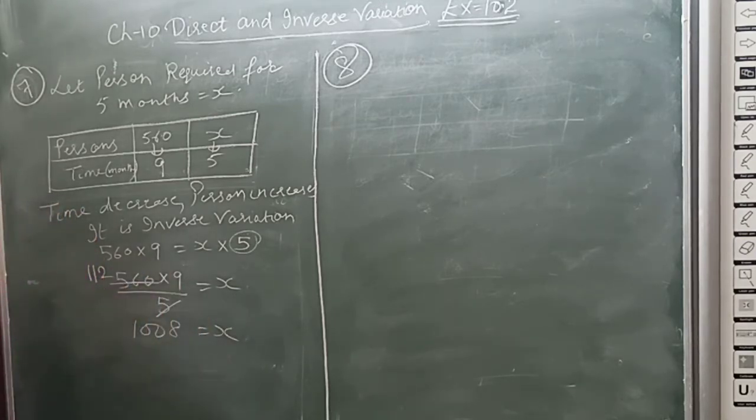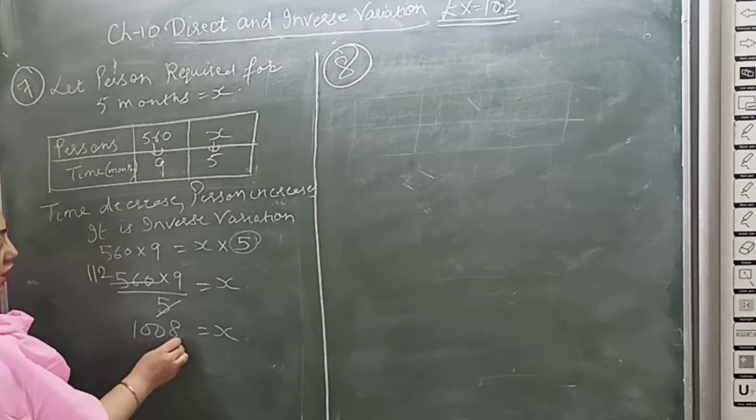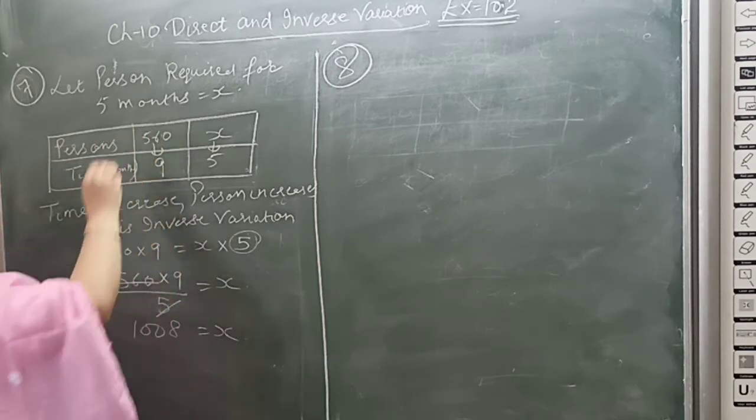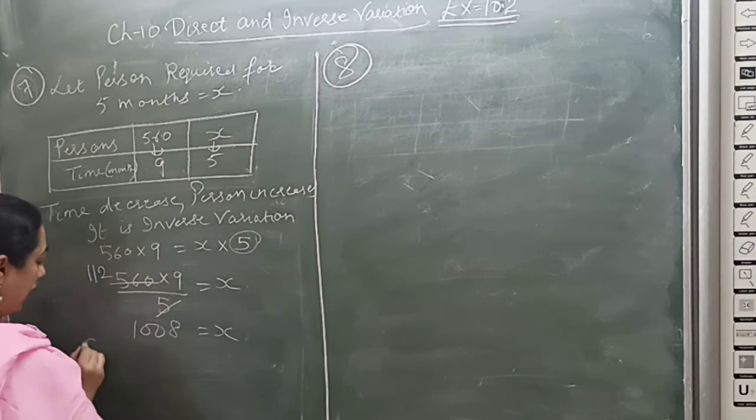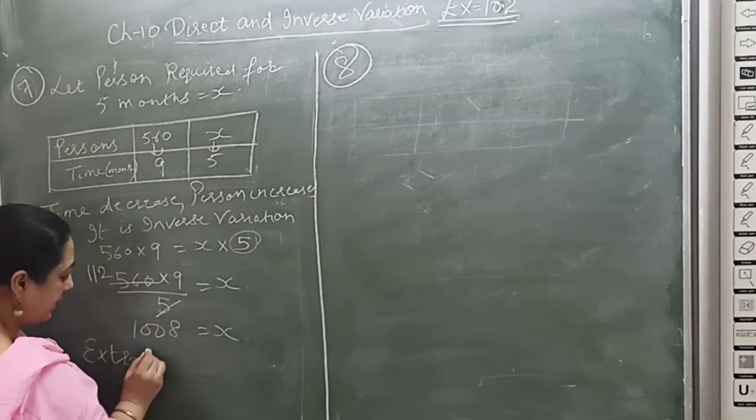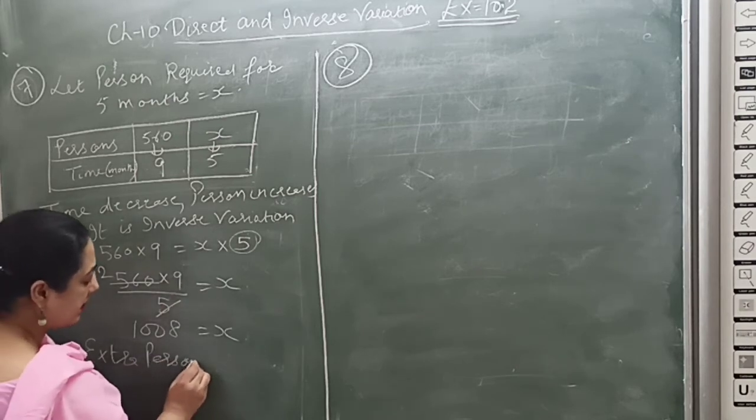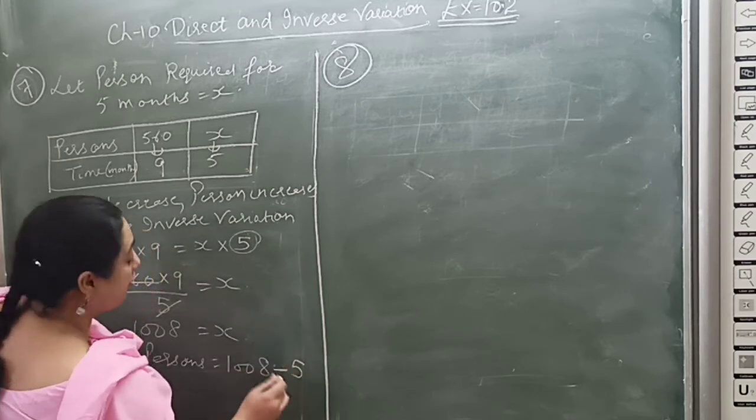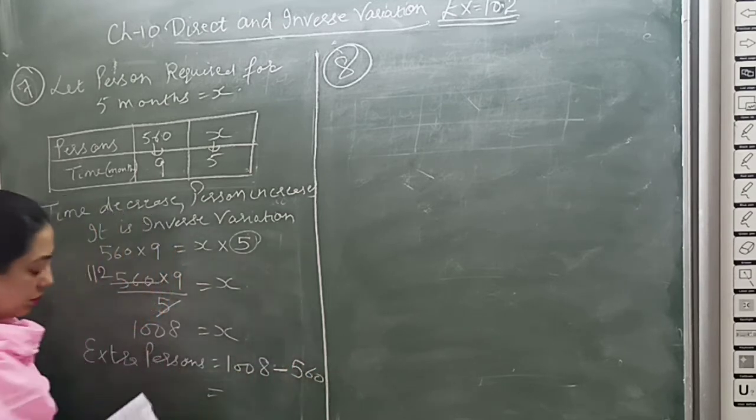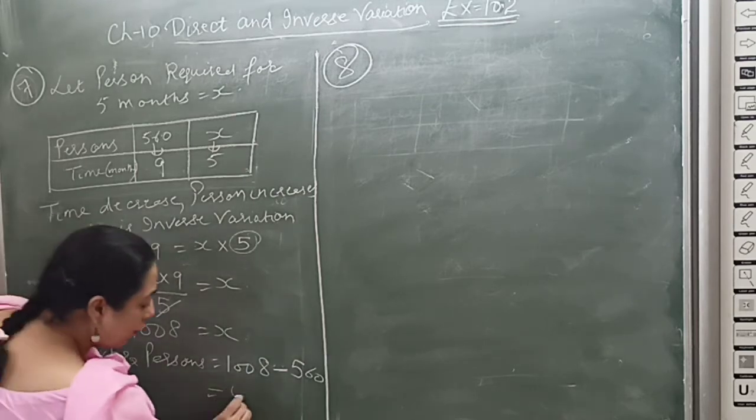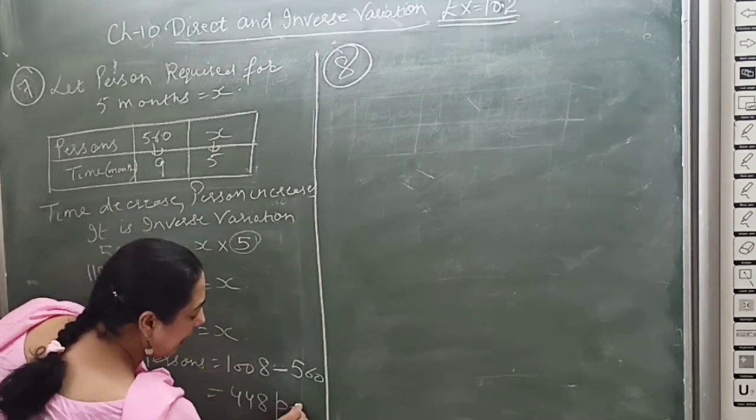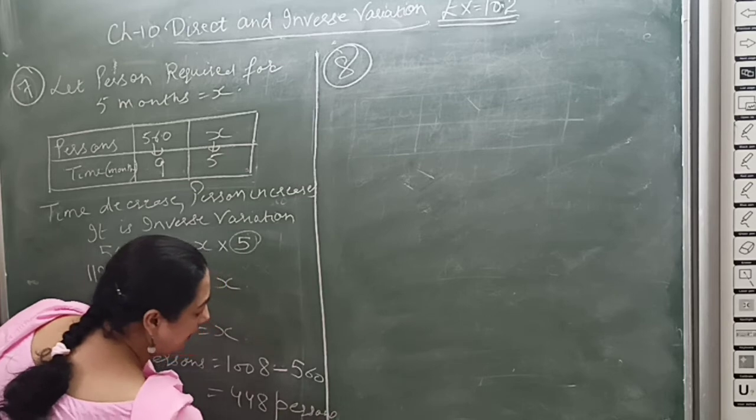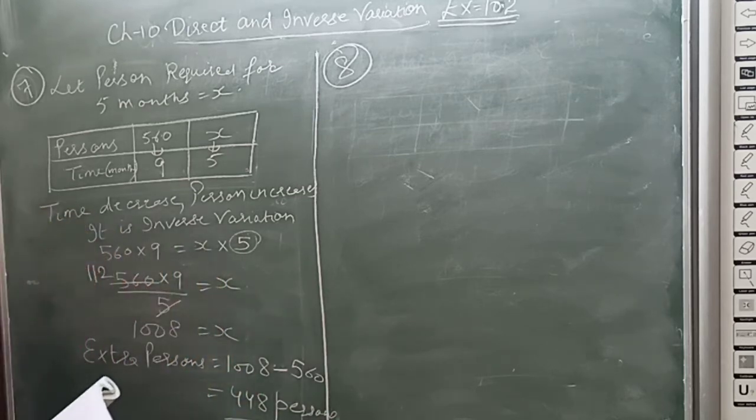So the persons for 5 months is 1008. But already we have 560 persons. I have to find out the extra persons. So extra persons, it is 1008 minus 560. Now do the subtraction, you will get 448 extra persons they will require to finish the work.